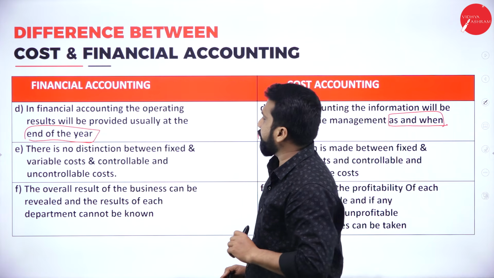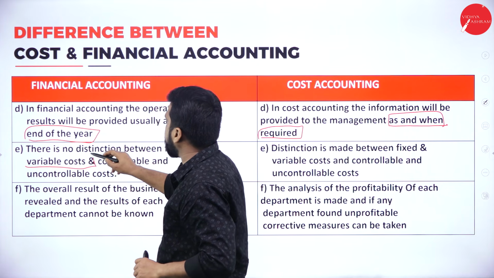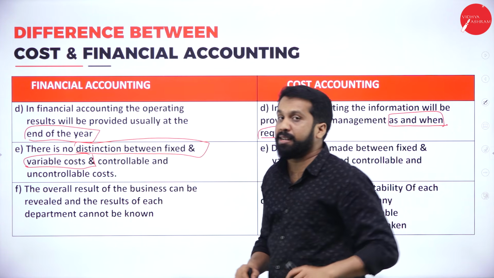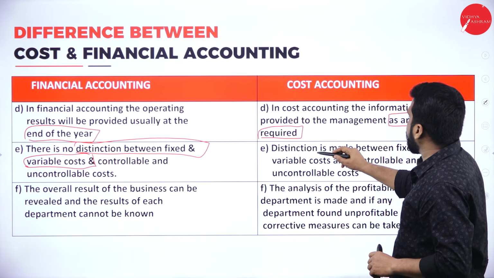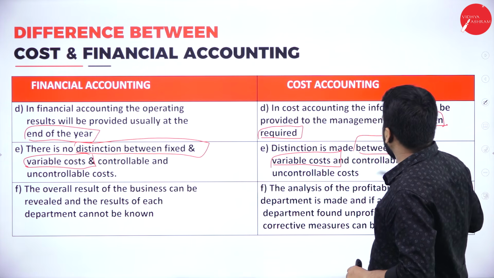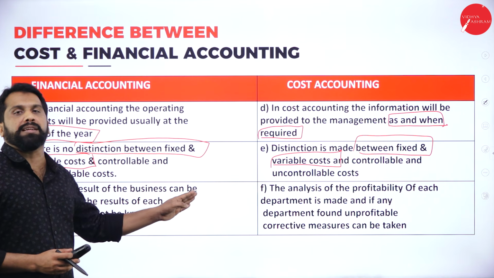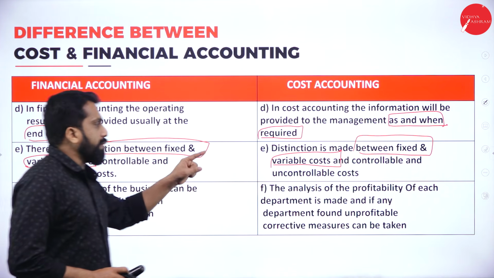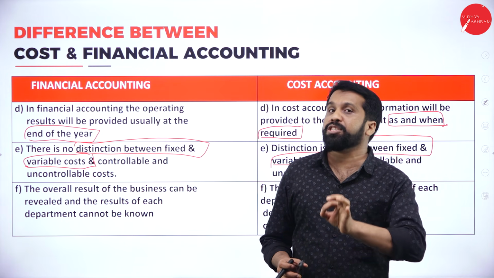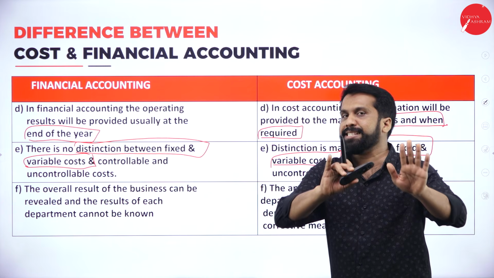We'll come to the fifth one. There is no distinction between fixed as well as variable cost. But in cost accounting, we have distinctions made between fixed and variable cost as well as controllable and uncontrollable. So in financial accounting there is no difference, but in cost accounting we have fixed, variable, controllable, uncontrollable differentiation. Clear? Yes. We'll go for the sixth point.